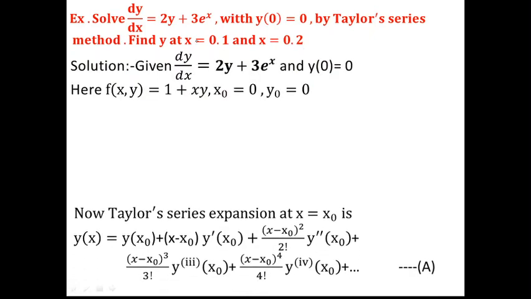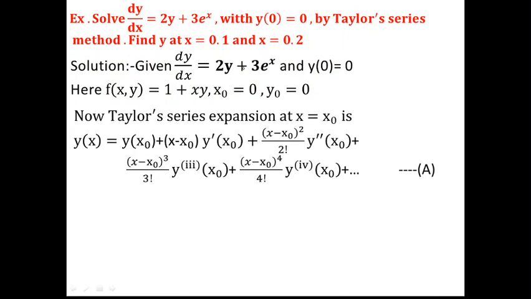So given the differential equation, comparing it with the standard form, we get f of x, y equal to, here it is wrong, it should be 2y plus 3 times e raised to x. This is our f of x, y. Again the condition given is y of 0 equal to 0, so x naught is 0 and y naught is 0. Let's write the Taylor series expansion. Let's find the values one by one.